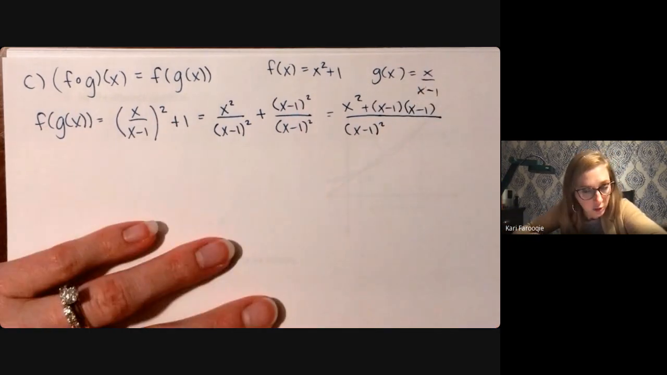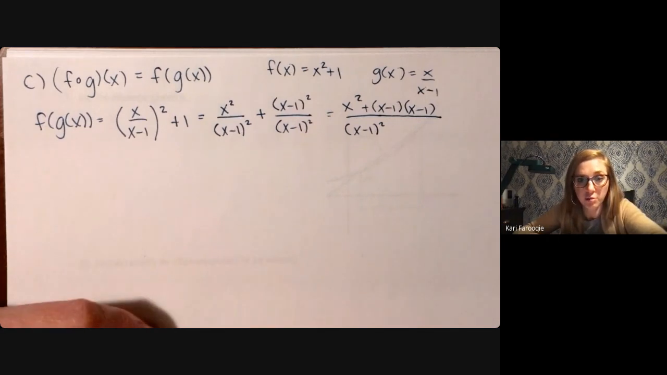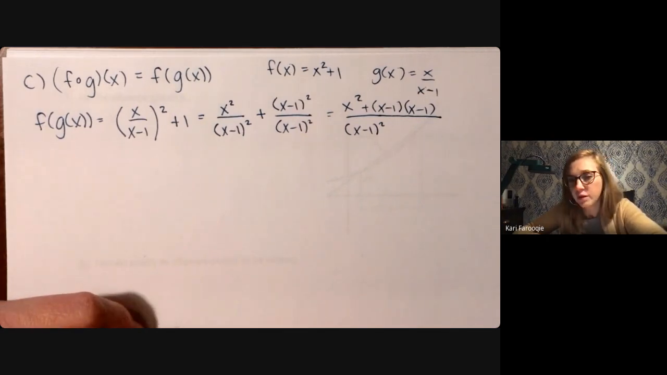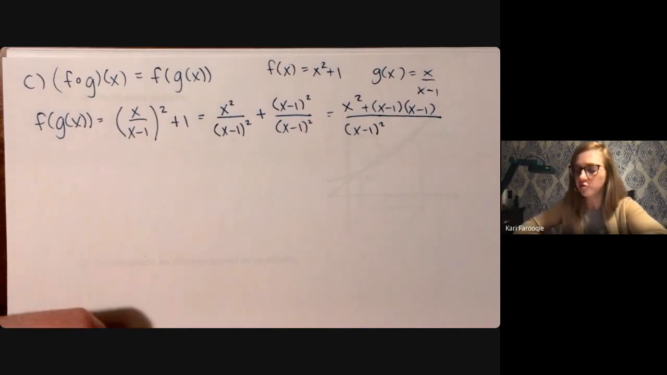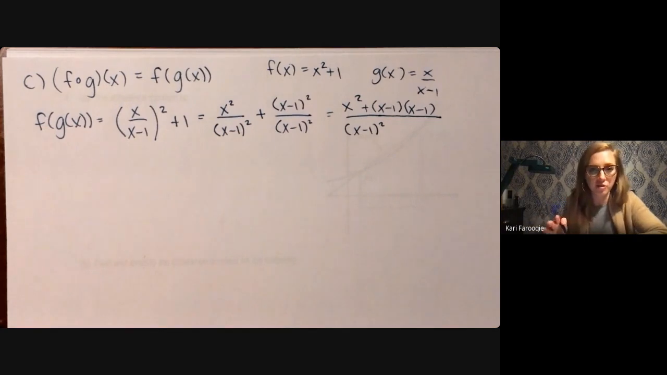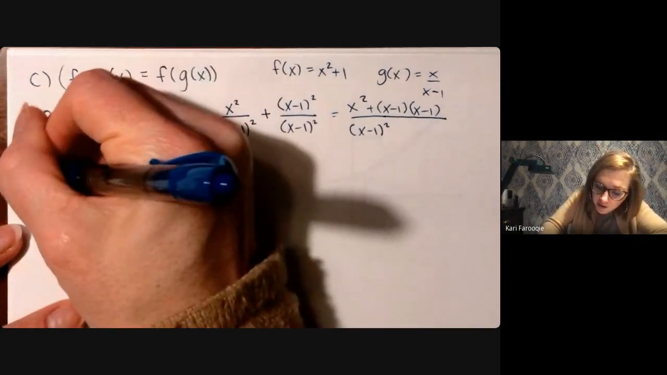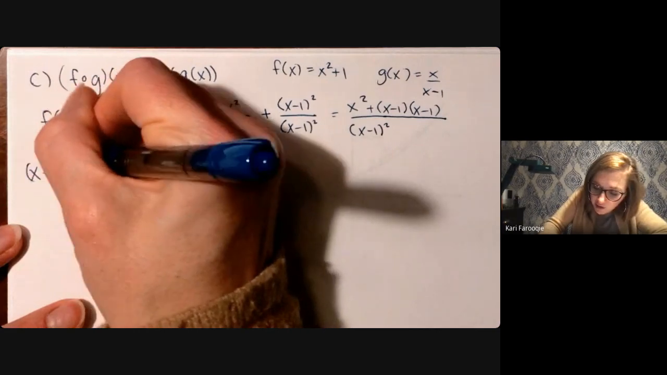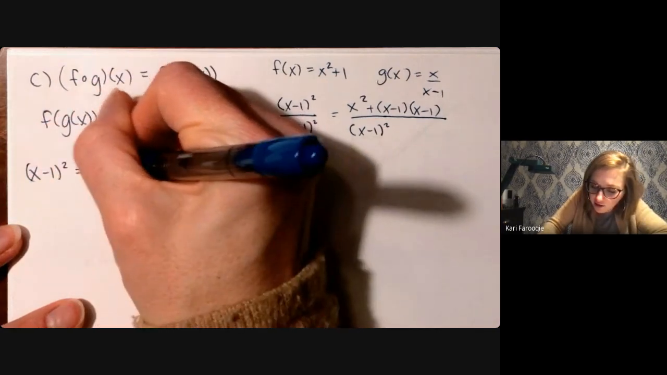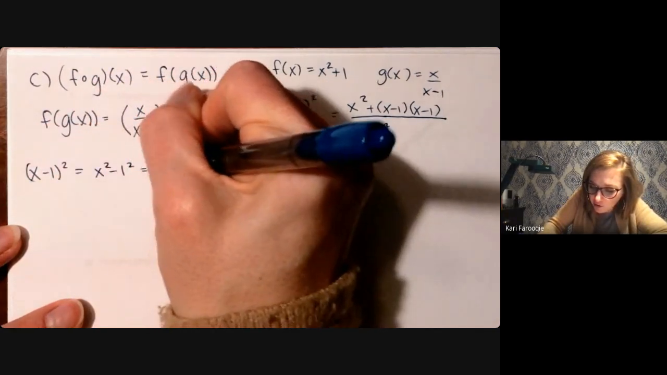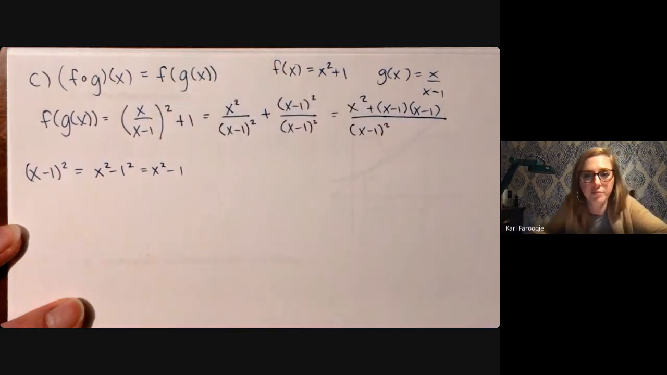When I square a binomial, I'm really just multiplying it by itself. What I've had a lot of students do, even in Calc 3, I see this. Calc 2 students do it all the time. It's not just lower level algebra students who are doing this. Calc students do this all the time. Here's what they do. They say that x minus 1 squared equals x squared minus 1 squared, which is x squared minus 1.